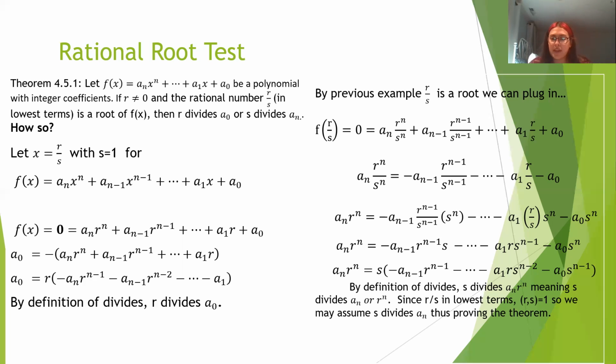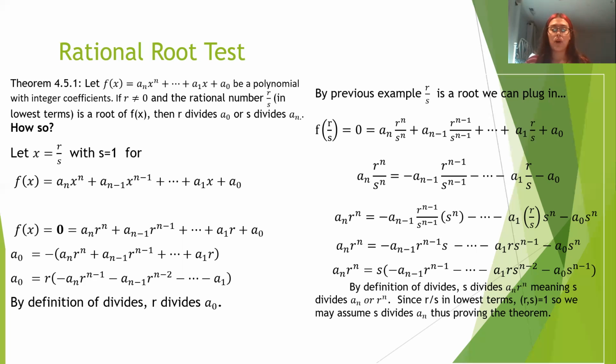Now, by putting it this way, we are able to factor out an s. So a sub n r to the n equals s multiplied by negative a sub n minus 1 r to the n minus 1 up until minus a sub 1 r times s to the n minus 2, minus a sub 0 s to the n minus 1. Therefore, by definition of divides, s divides a sub n r to the n, meaning s divides either a sub n or r to the n.